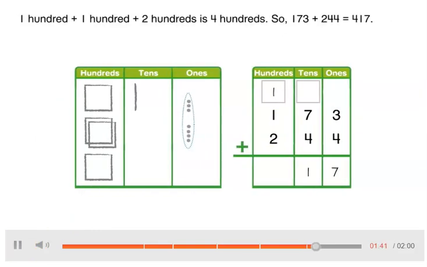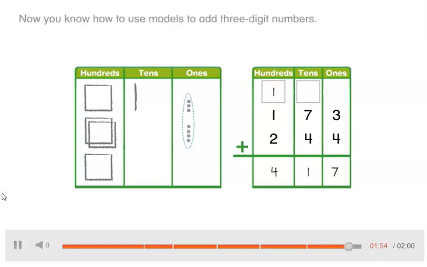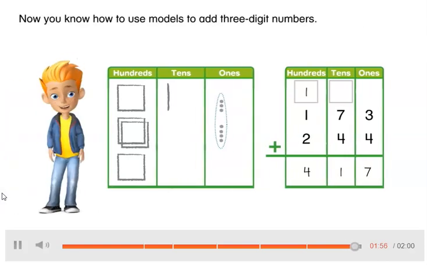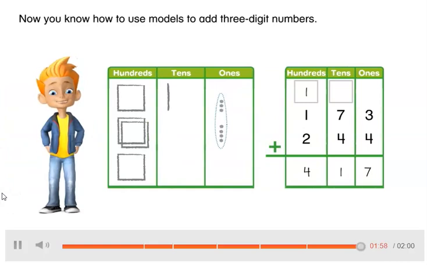100 plus 100 plus 200s is 400s. So 173 plus 244 equals 417. Now you know how to use models to add 3-digit numbers.